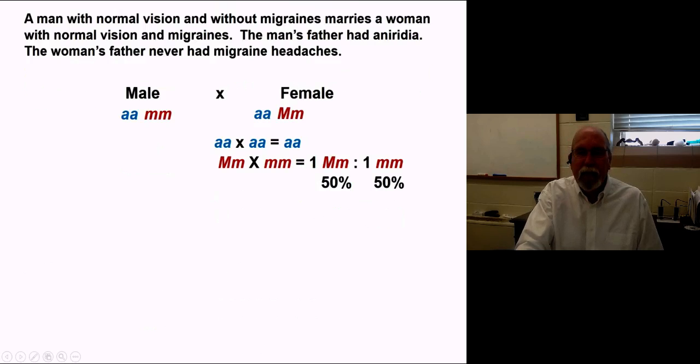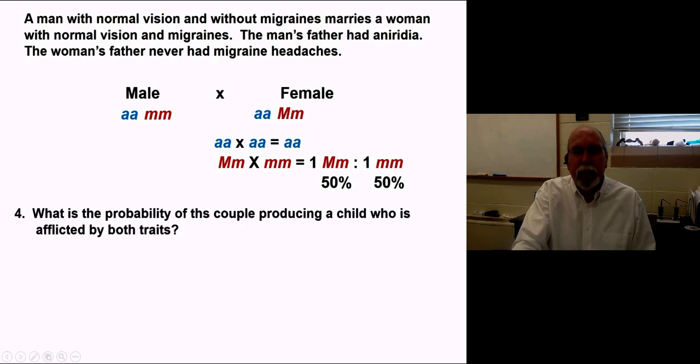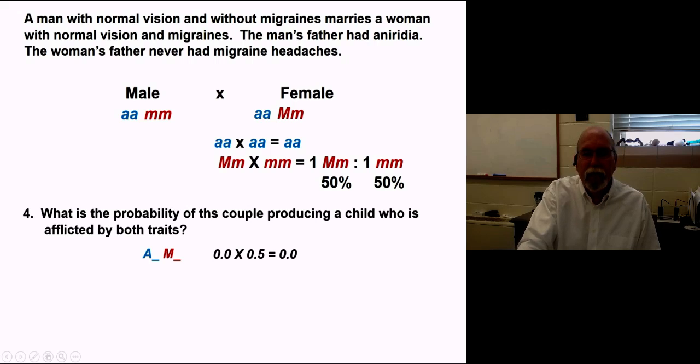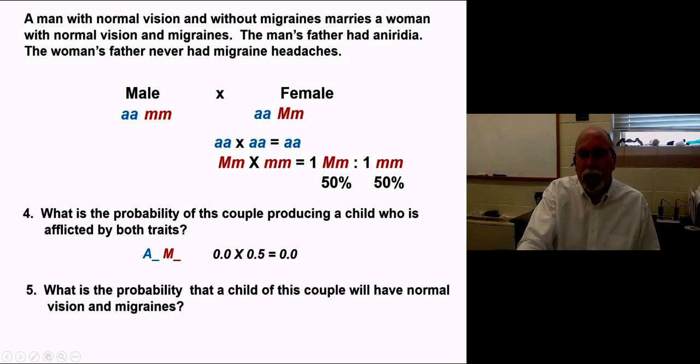Okay, and then maybe another question: what's the probability of having a child who's affected by both traits? In other words, what's the probability of getting some kid that's going to have this absence of an iris, dominant big A, and dominant big M? Well, you can look up here and see that it's 0, right? Why? Because you don't have the ability to pass on a dominant allele from either one of these parents. So 0 times anything is 0. So the probability of this happening is 0. What's the probability that a child will have normal vision and migraines?